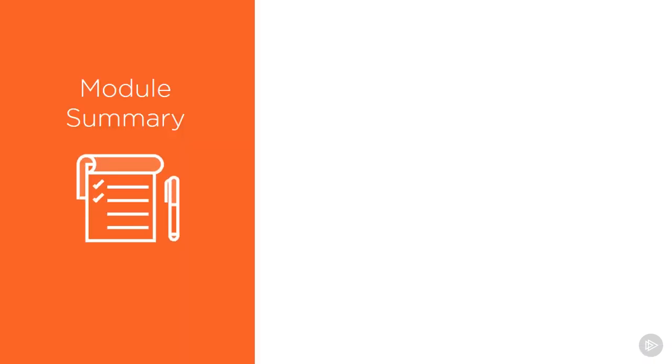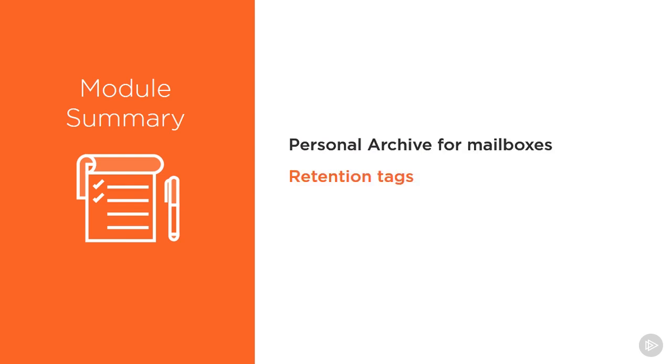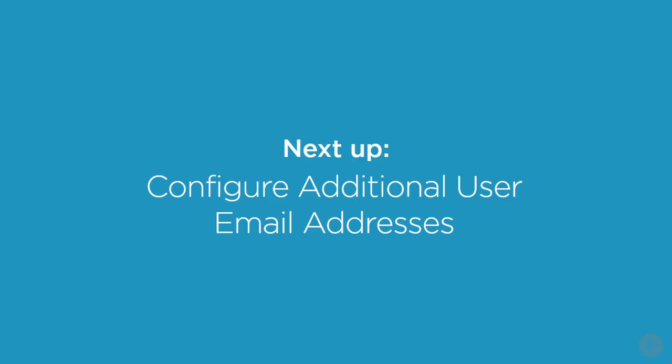So in this module, we got to take a look at personal archives for mailboxes, which are managed by retention tags, which are actually bundled up into retention policies. We saw we have a default MRM policy that's applied to every user, and that can't be changed. The only thing that can be changed are the tags associated with that policy. What we're going to do next is look at how to configure additional user email addresses for your Exchange Online users.